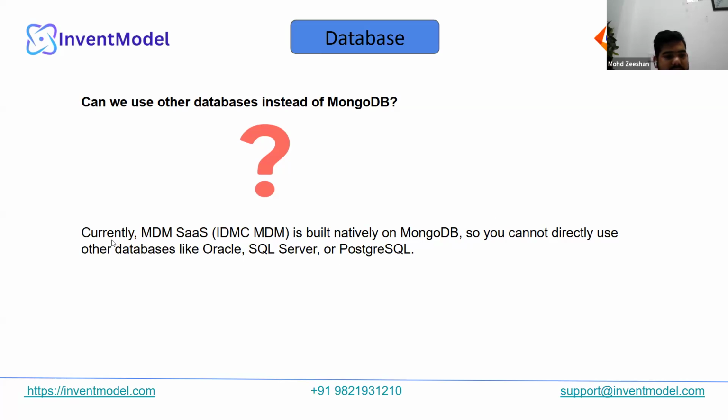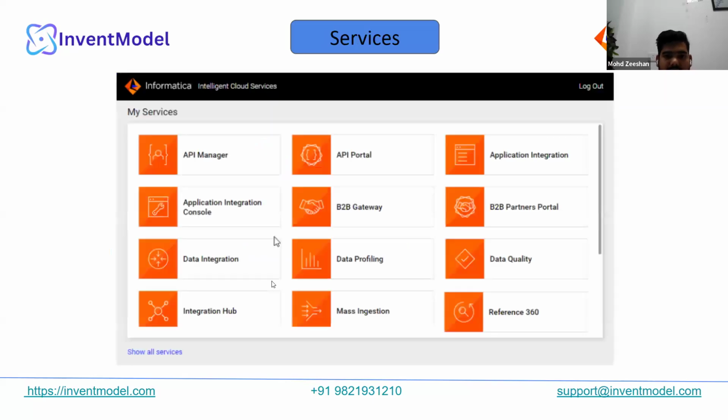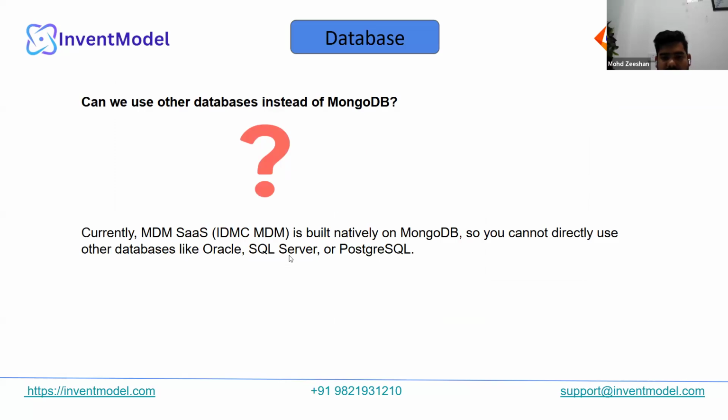Currently MDM says IDMC MDM. I told you MDM SaaS means we are talking about IDMC. So IDMC MDM is built natively on MongoDB. You cannot directly use other databases like Oracle, SQL Server, PL/SQL and Postgres, because they are using MongoDB in the backend. That's why we are not able to use the other databases. Okay, so that is the thing related to the database.